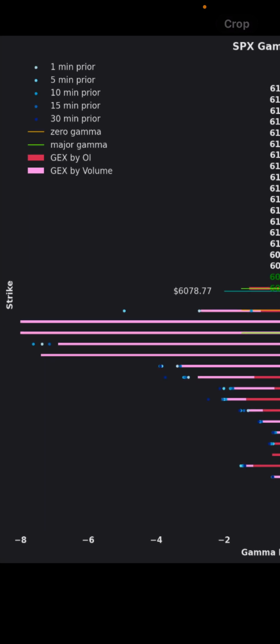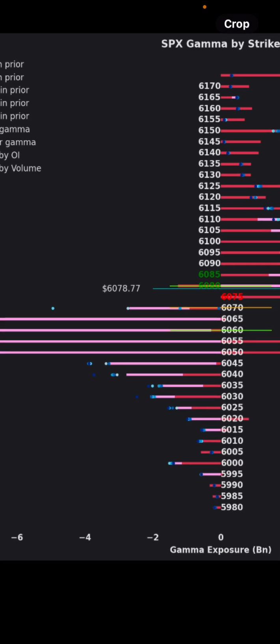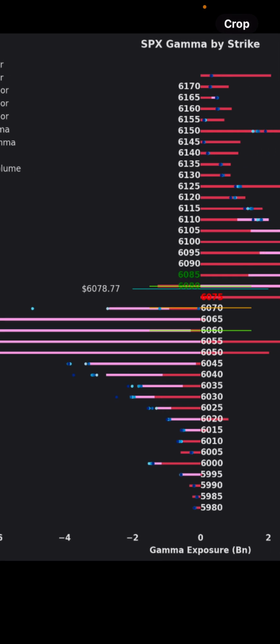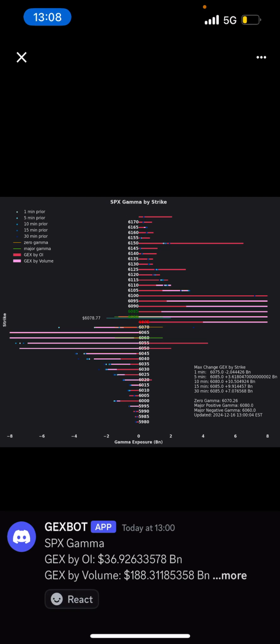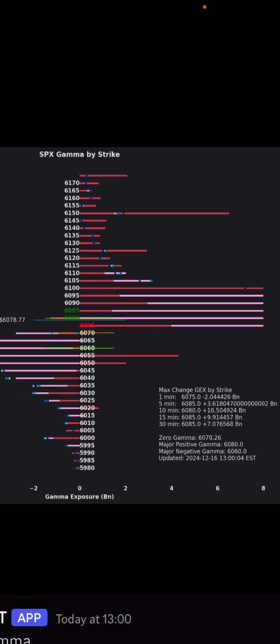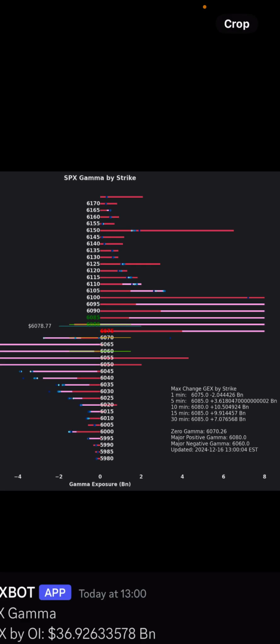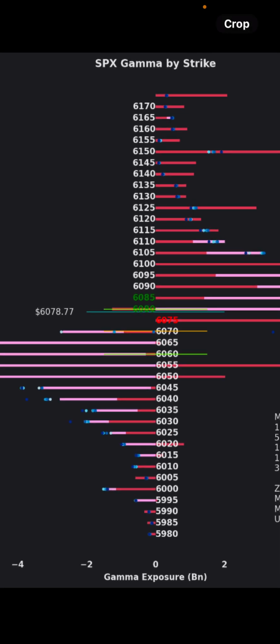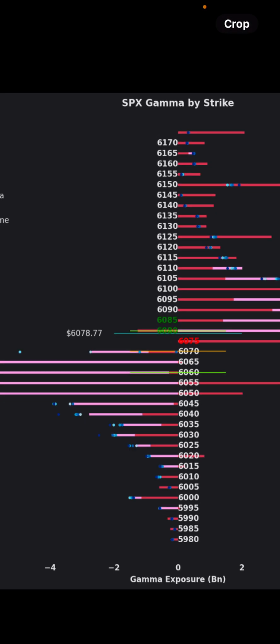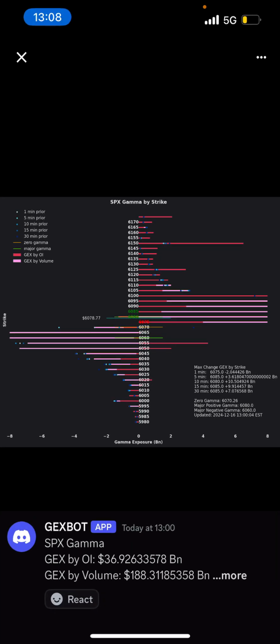So now we're shrinking even more. Now there's only 2 strikes that have 8 billion in exposure on the downside, 6060 and 6065. Okay. So they're shrinking even more on the downside, more pressure on the upside for sure. But I also wouldn't be surprised to chop around 60-80 for the rest of the day. Okay, and that's pretty much it.